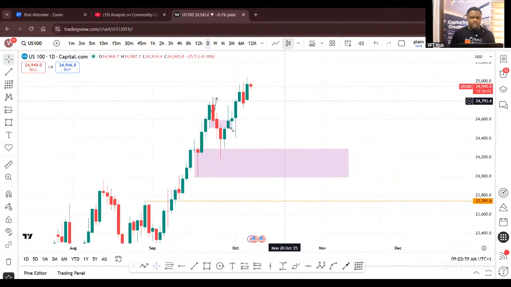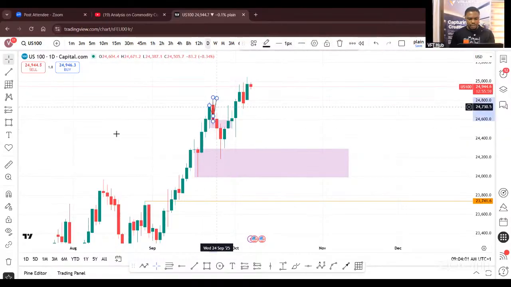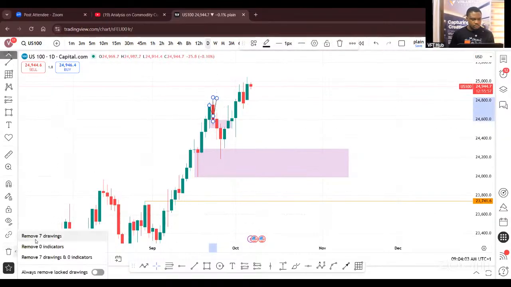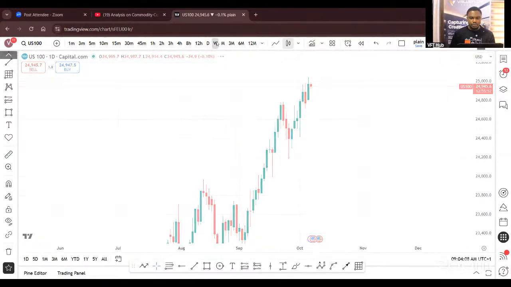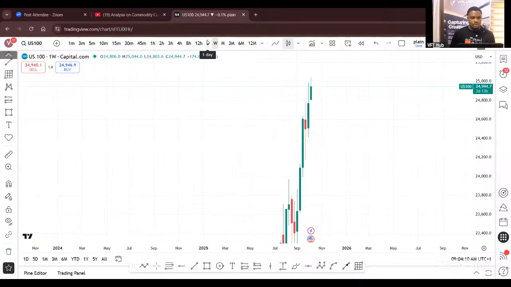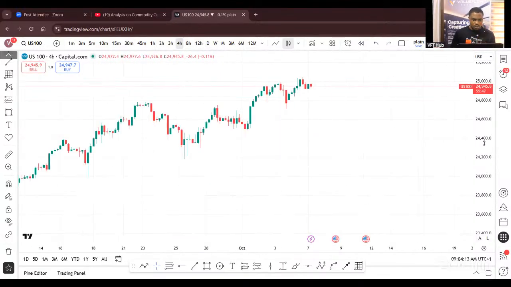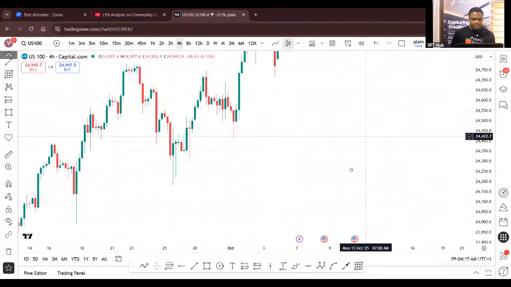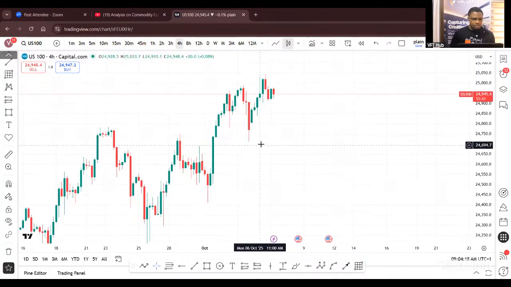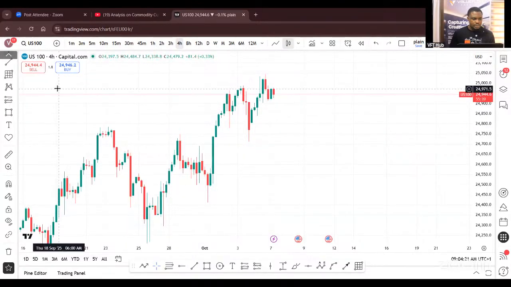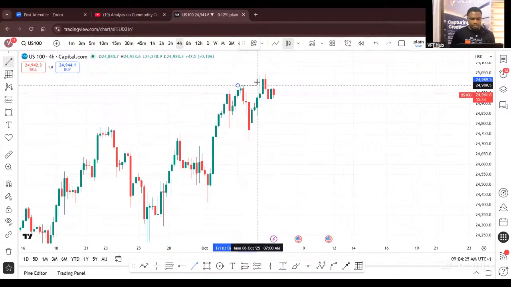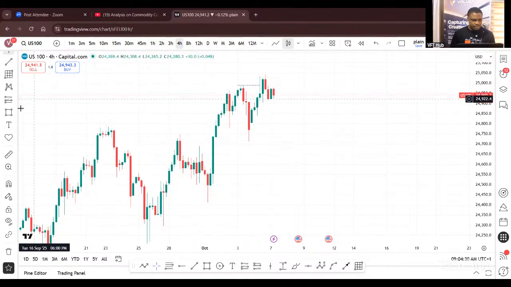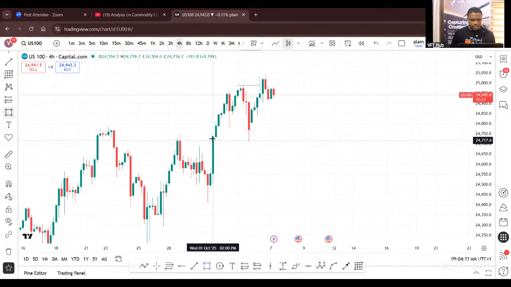All right, so we are bullish on US 100 across the board. We are bullish on the daily time frame. We are bullish on the weekly time frame. It's bullishness all the way. On the 4-hour time frame, let's look at what is happening. The market also has broken structure to the upside. And then on the 1-hour time frame, this looks like a fair value gap that has not been tested significantly.